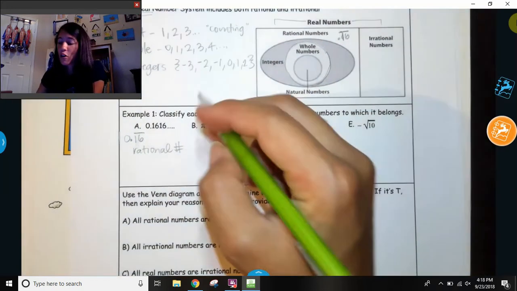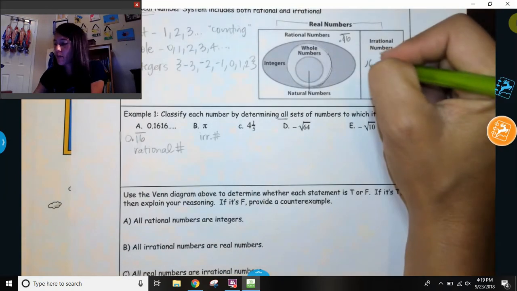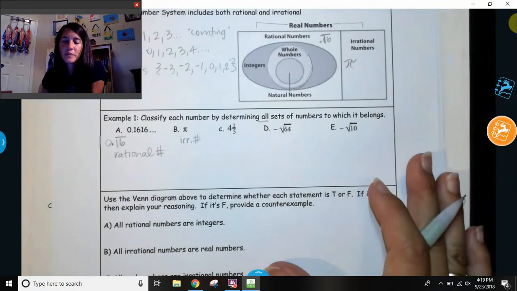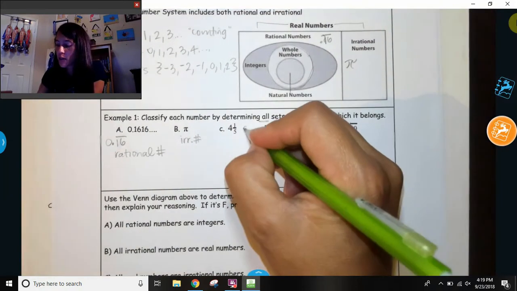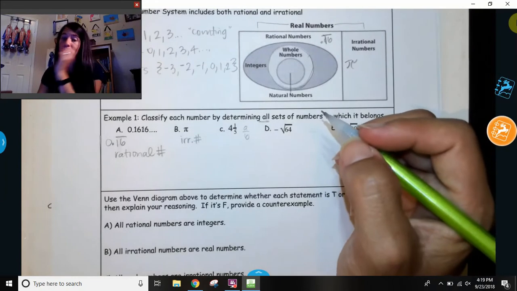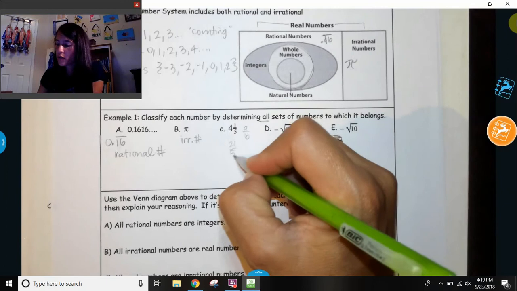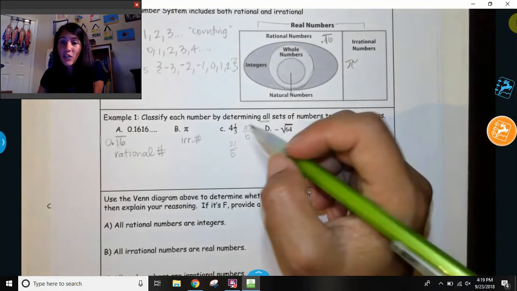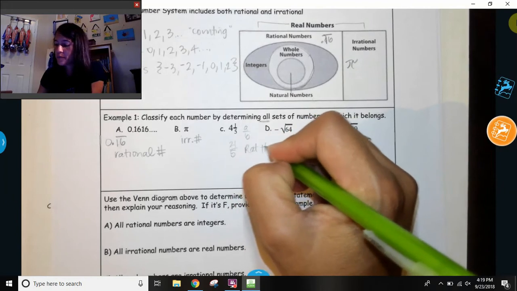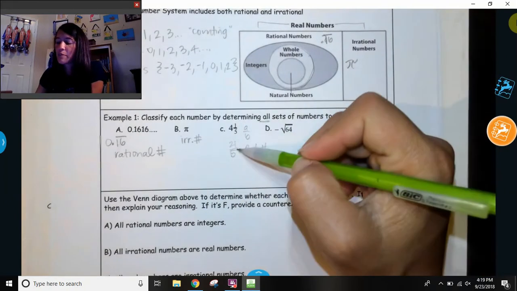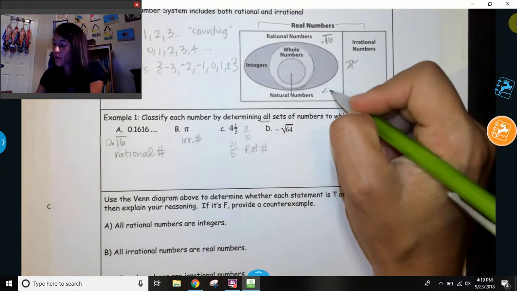Letter B, pi. Well, we already said that this is an irrational number, and I'm going to put it over here on the irrational side. C, 4 1/5. Can we write it as a ratio of A over B? Do you know how to write a mixed number as an improper fraction? 5 times 4 is 20, 20 plus 1 is 21 over 5. We have successfully written it as a fraction A over B, so that means it's rational. And because it's a fraction, it does not fit into natural numbers, whole numbers, or integers. So I'm just going to put 4 1/5 out here.